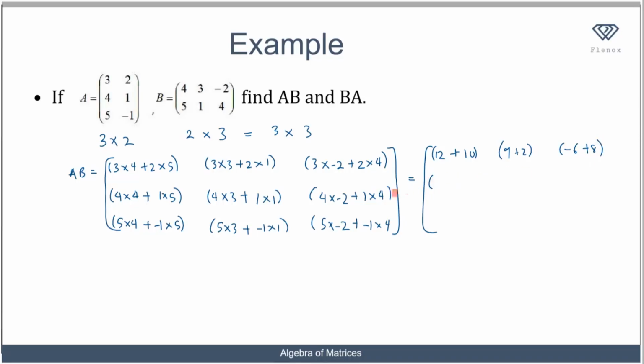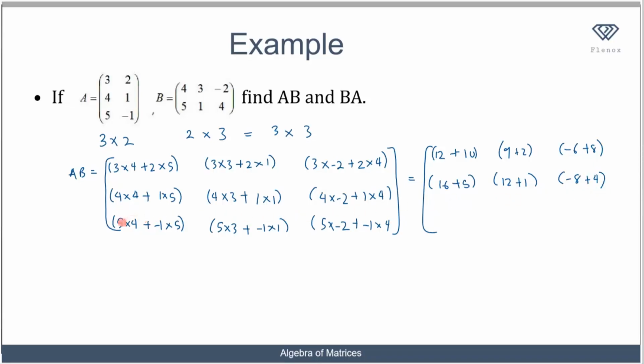Then over here we have 4 times 4, which is 16, and 1 times 5, which is 5. Here we have 4 times 3, which is 12, and 1 times 1, which is 1. And over here we have 4 times minus 2, which is minus 8, and 1 times 4, which is 4.